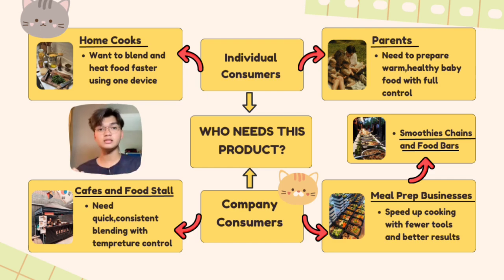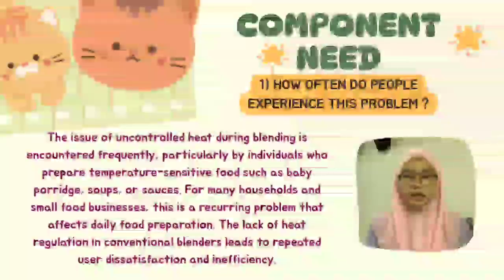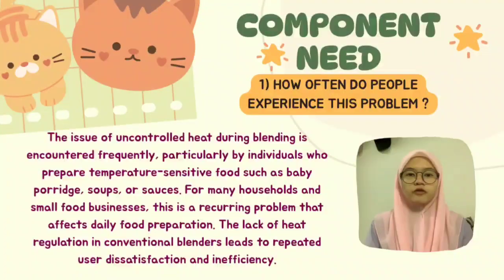For business purposes, such as cafes and food stalls, they need to shorten the time it takes to make their products, so they need quick and consistent blending with temperature control. That will make things easy for them. Smoothie chains and food bars can also get faster prep and benefit from smooth results, and so can meal prep businesses. This is actually a common issue, especially for people who often blend food that needs to stay warm, like baby porridge, soups, or sauces.